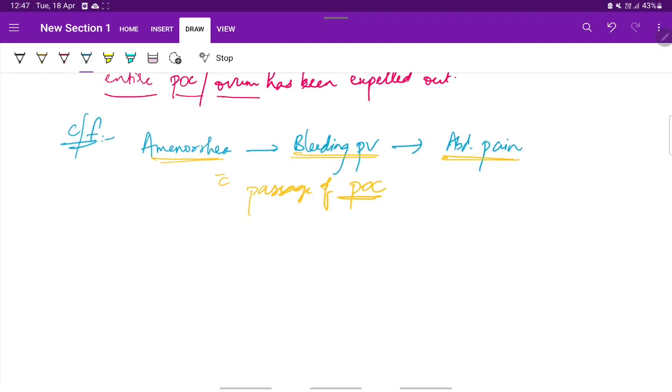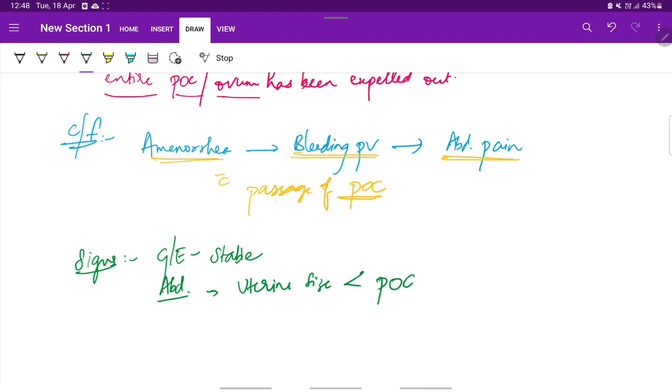Coming to the signs, on general examination, the patient is stable, and on abdominal examination, the uterine size is less than the period of gestation. This is because the products of conception have been passed out, so the uterine size decreases to less than the period of gestation.